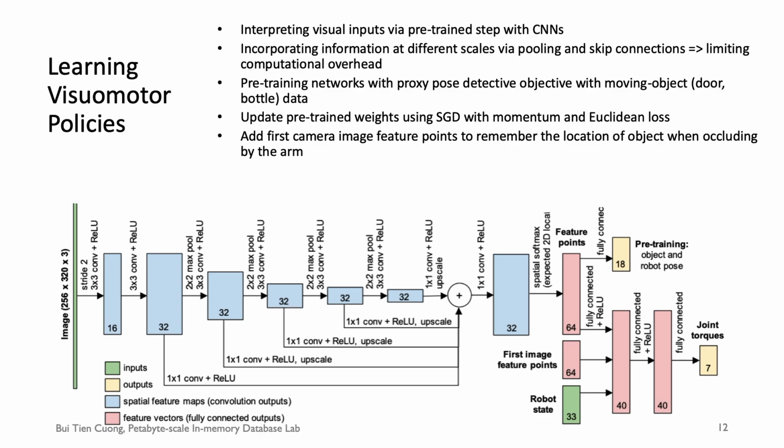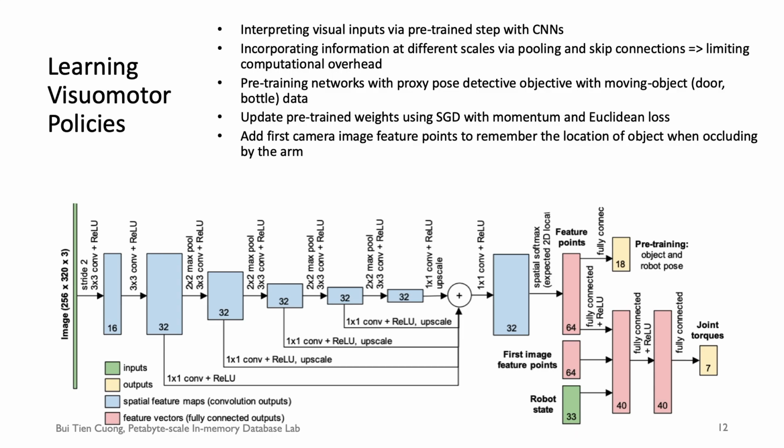Therefore, the policies interpret visual input to localize the object of interest using convolutional networks. The training procedure includes two steps: pre-train the CNNs and train the feedforward layer with PGPS. CNNs incorporate information at different scales via pooling and skip connection to limit the computational overhead.